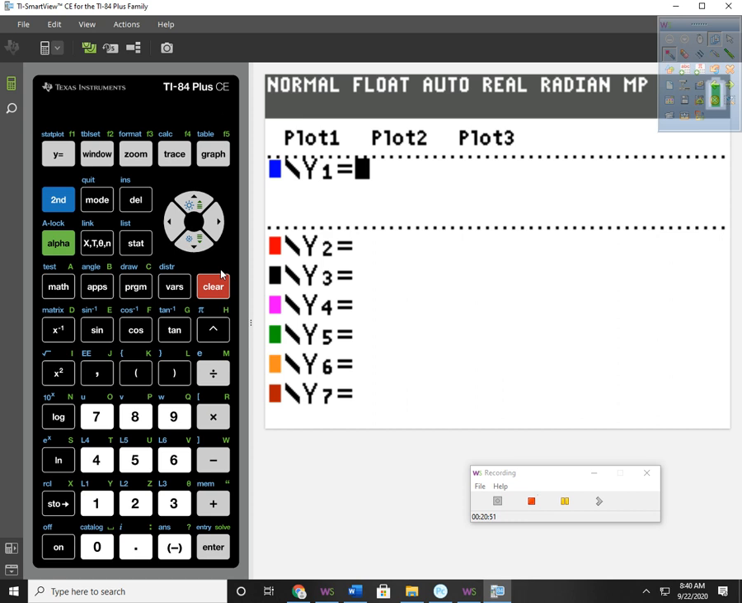All right, so I'm going to put in x to the fifth plus x to the fourth minus 2x cubed minus 2x squared plus x plus 1.